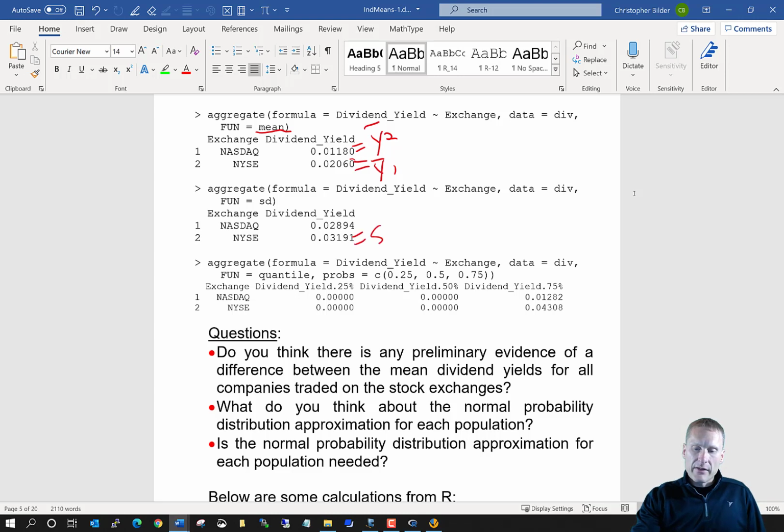Here are the sample variances. Notice that, or sample standard deviations, excuse me. Notice these are quite similar. And then also we can look at, let's say, some quantiles as well. So the 0.75 quantile for the two, we can see New York Stock Exchange is much higher. But take a look at this. The medians are both 0. So again, quite a weird looking distribution for the sample.